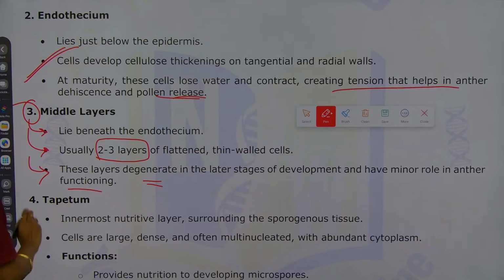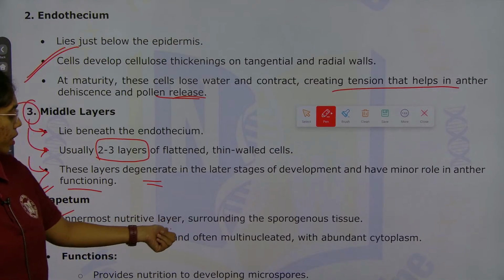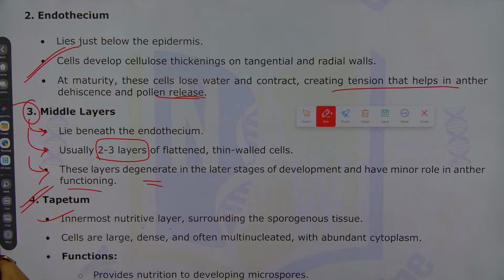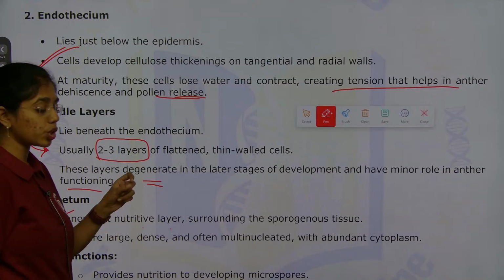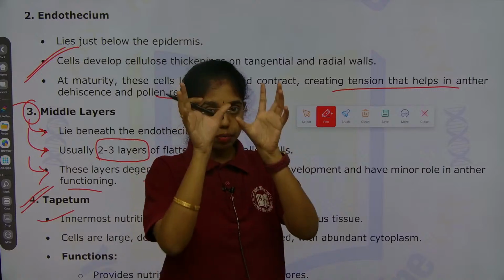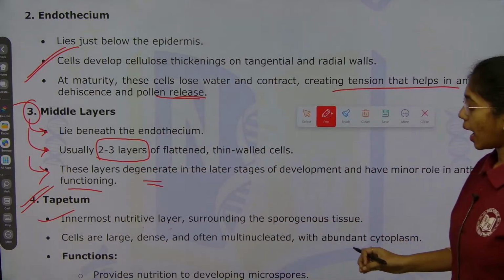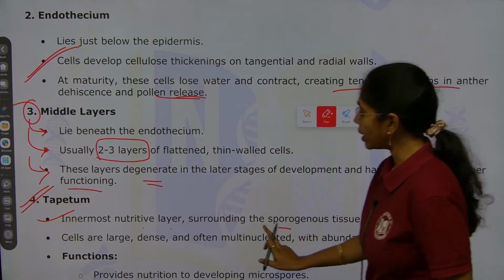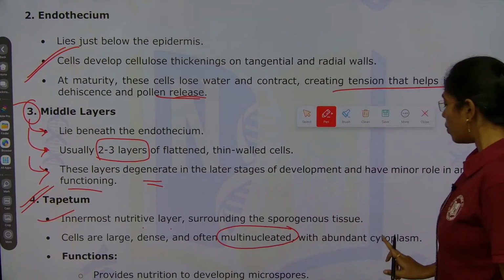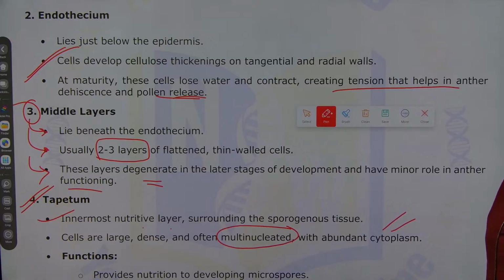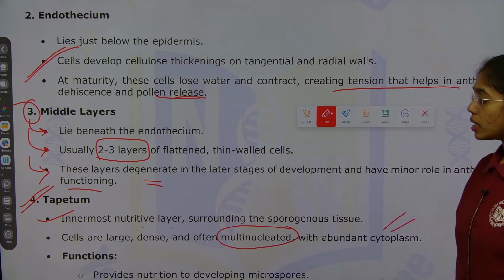Next is tapetum. In tapetum you see this is the innermost nutritive tissue, surrounding the sporogenous tissue, which is present in each lobe of the anther. And cells are large, dense, often multinucleated with abundant cytoplasm.